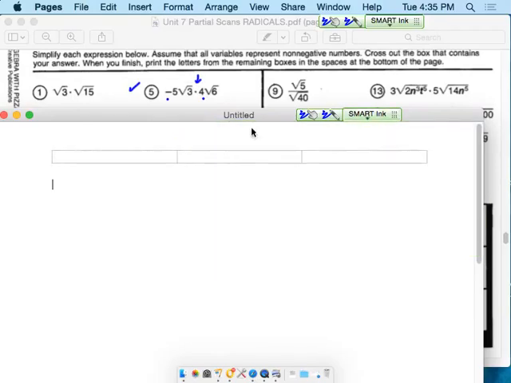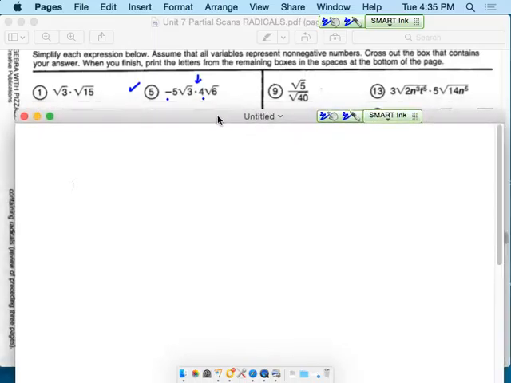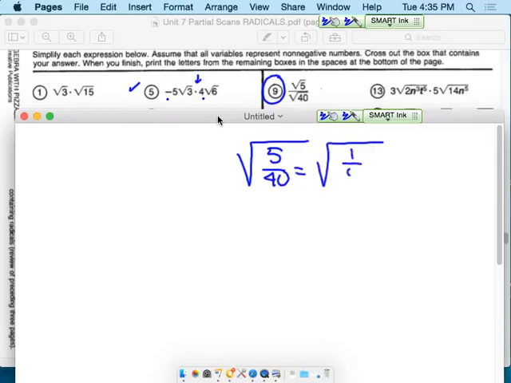And let's look at number 9 since it's on the screen. Number 9. There are several ways you could do this. I could take this and rewrite this as 5 over 40. And then I could think of my radical as being 1 over 8. And then I could think of that as the square root of 1 over the square root of 8. I could simplify radical 8, but I know that I have to deal with rationalizing the denominator. So I'm just going to go ahead and think of it as this.